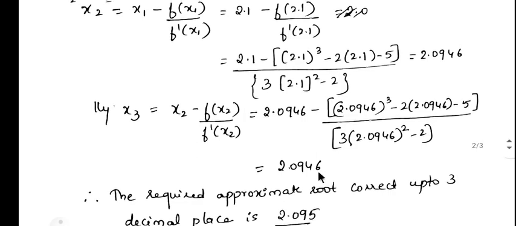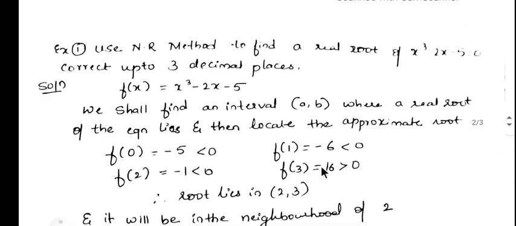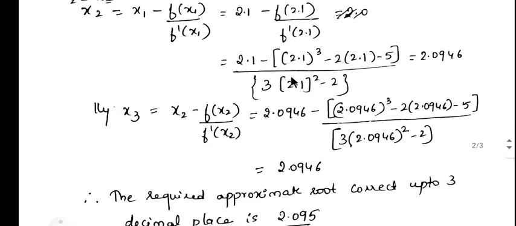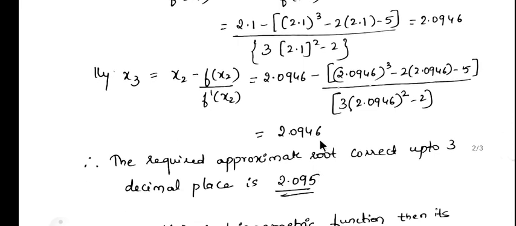Please observe the question. In the question they have said corrected up to 3 decimal places. Therefore, comparing the second iteration and the third iteration, the 3 digits after the decimal point are the same. Therefore I am not going to continue the problem. We are stopping here. Therefore the real root is 2.095, or 2.094 you can write.